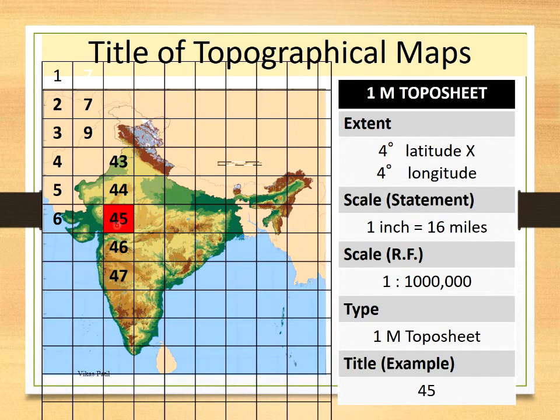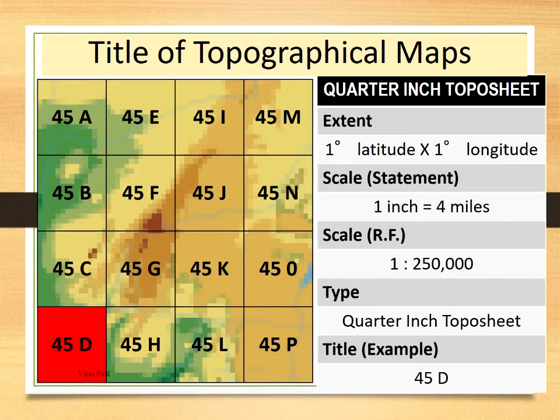An example is 45. 45 is given in red because this is the map that we are going to use. Again, each of these maps covers an area of 4 degrees of latitude and 4 degrees of longitude. Each of these grids was further divided into 16 parts. For instance, 45 was divided into 16 parts and they were given names as 45A, B, C, D, E, F, G, H, I, J, K, L, M, N, O, P. Here the area covered would be around 1 degree of latitude and 1 degree of longitude.